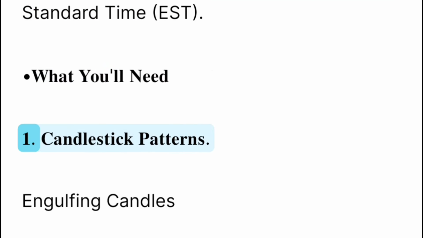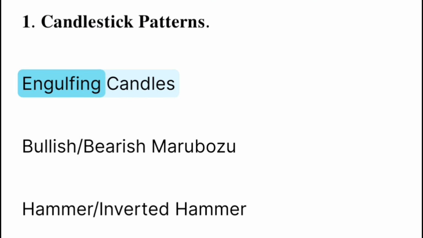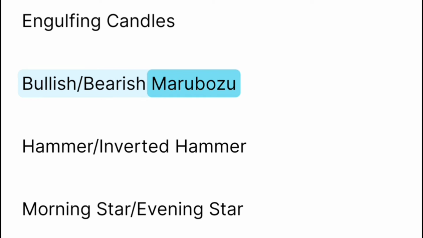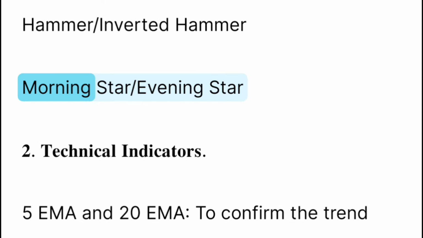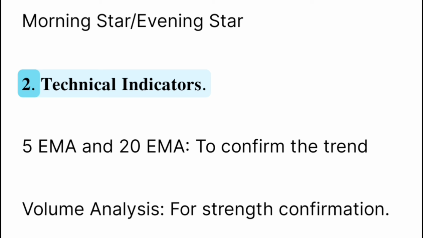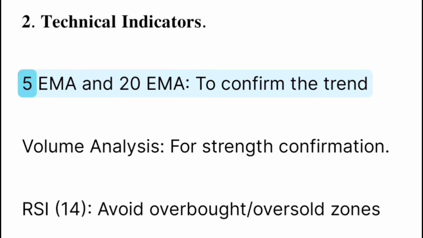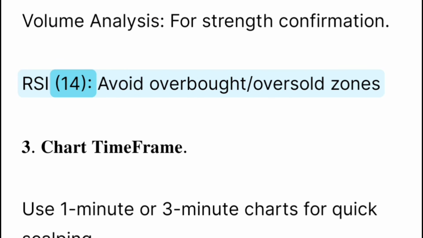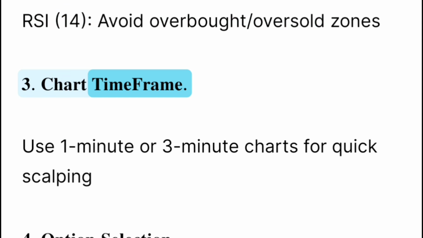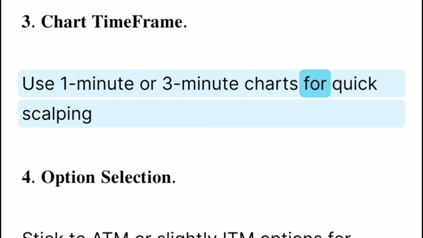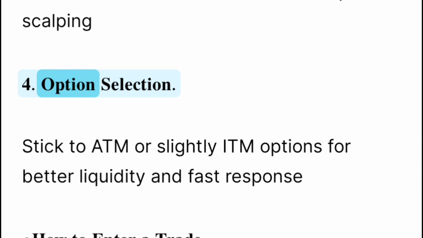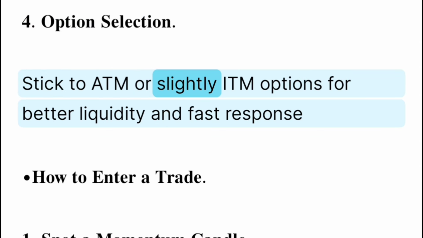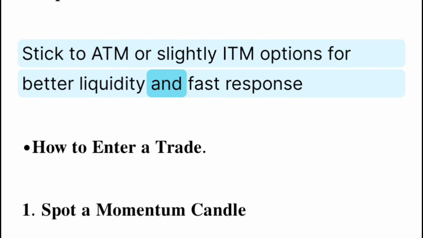What you'll need: 1. Candlestick patterns: engulfing candles, bullish, bearish, Marubozu, hammer, inverted hammer, morning star, evening star. 2. Technical indicators: 5 EMA and 20 EMA to confirm the trend, volume analysis for strength confirmation, RSI 14. Avoid overbought and oversold zones. 3. Chart time frame: use 1-minute or 3-minute charts for quick scalping. 4. Option selection: stick to ATM or slightly ITM options for better liquidity and fast response.